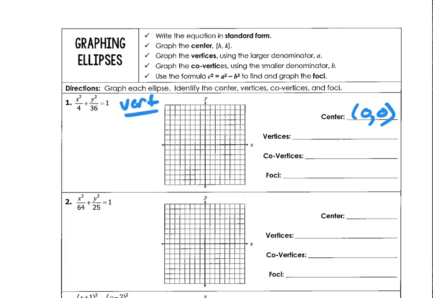The bigger value will always be our a squared value. So in this case, 36 is the bigger value. So I'm going to do a squared equals 36. So a is going to be plus or minus 6. Which means my b squared value is 4. So b is plus or minus 2.